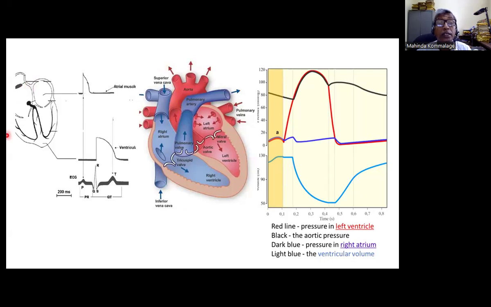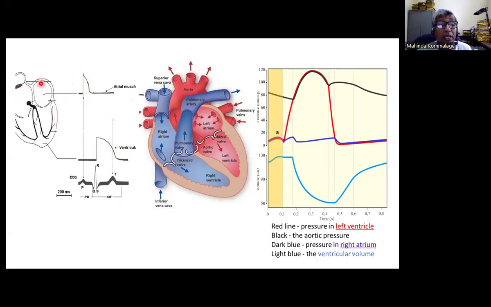So the SA node will generate electrical activity, and that will spread to the atria, both left and right, and to the AV node. And from the AV node, it will go down to the ventricle. So this is the electrical activity of the atria, and this is the electrical activity of the ventricle as a cell, right? Depolarization and repolarization. So here depolarization and repolarization.